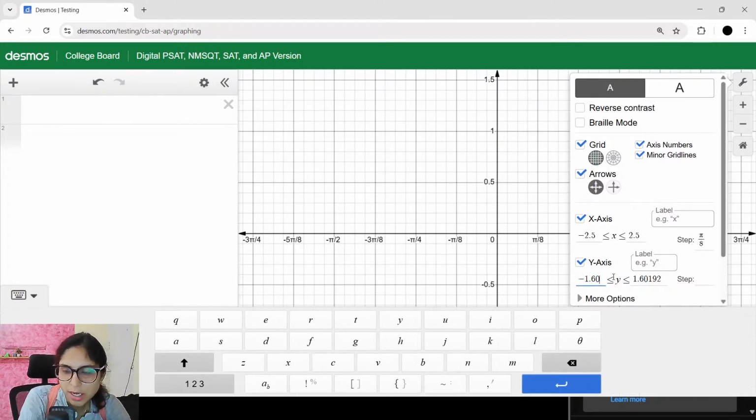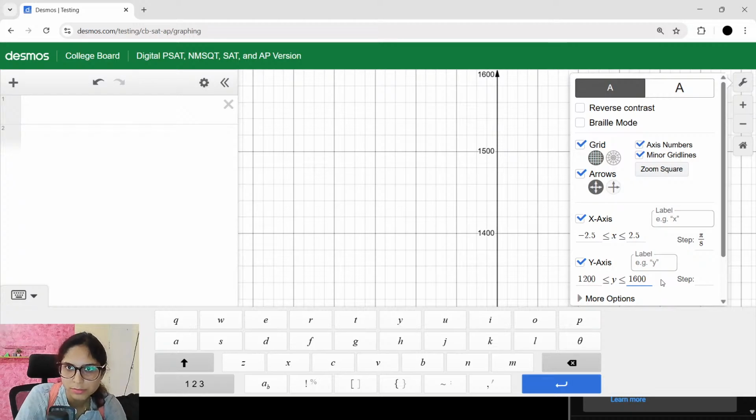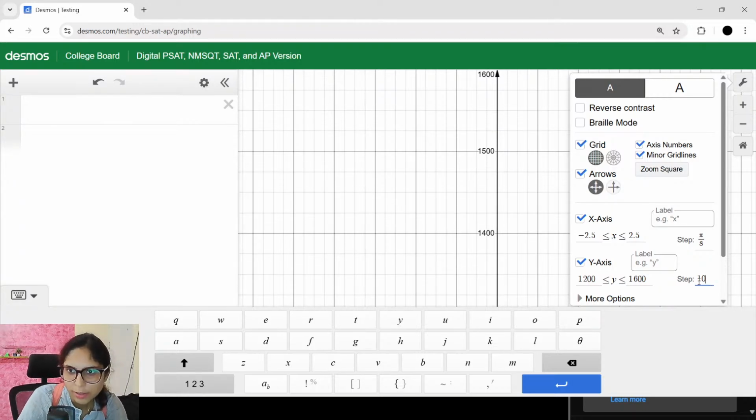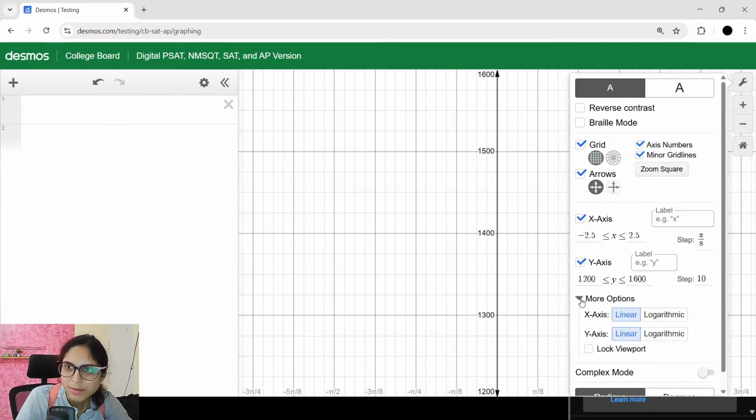For example, sometimes it is in hundreds. So you can directly go from 1200s to 1600s. And you can make a step of 100 or 10, whatever you want. Okay? So more options. Because sometimes what you do, if you just keep pressing the zoom out button, the negative sign over there, the graph becomes very small. So if you want your data in this, you can just change the y-axis values also.